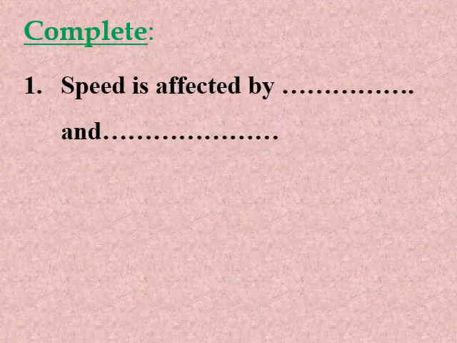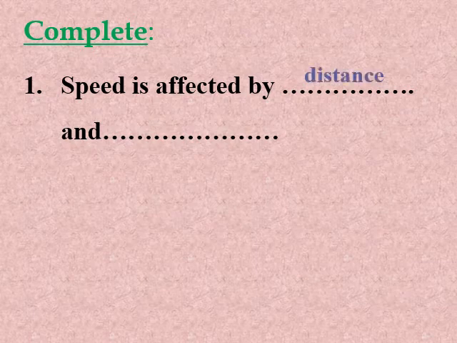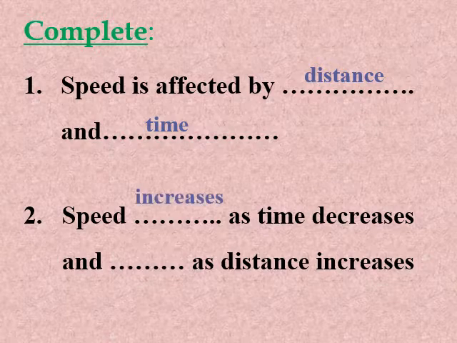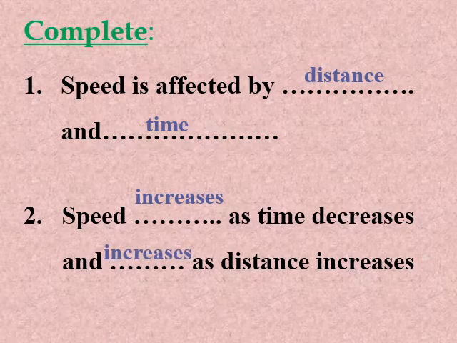Let's practice this part. Complete: speed is affected by distance and time. Number 2: speed increases as time decreases, because there is an inverse proportion between them, and speed increases as distance increases, because there is a direct proportion between them.